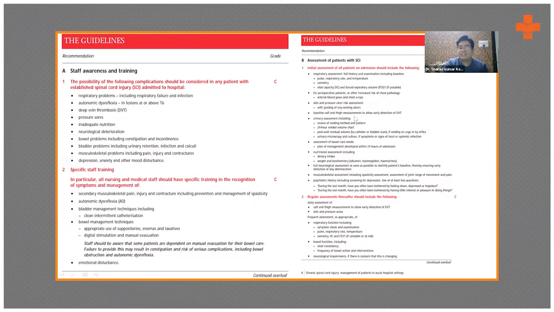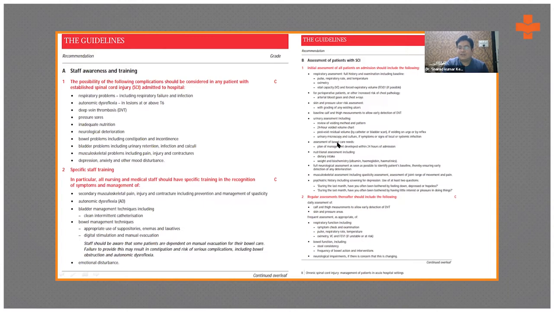Baseline calf and thigh measurement should be done to allow early detection of DVT. If there's a progressive rise, then that might lead to early suspicion of DVT. Urinary assessment should be done, like a review of voiding method and pattern. 24-hour voiding charts should be taken. Post-void residual volume by catheter or bladder scan, if voiding on urge or by reflex, urinary microscopy and culture should be done to recognize the symptoms of local infection.